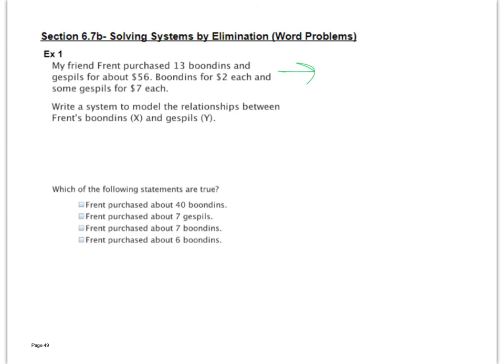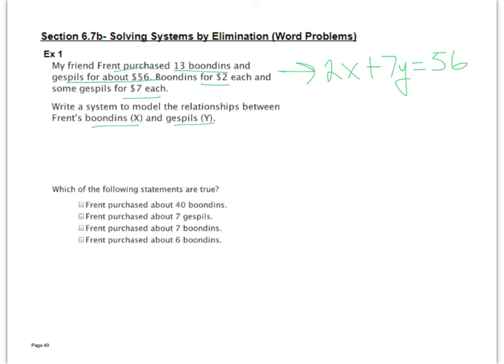All right, so my friend Frank purchased 13 Boondins and Jeffspools for about $56. Boondins for $2 and Jeffspools for $7. Now, I wanted to specifically go over this one because it's a little weird. The Boondins, which are X, and the Jeffspools, which are Y: Boondins for $2 each, plus Jeffspools for $7 each, is equal to $56. They kind of mixed the two sentences and the numbers together before.